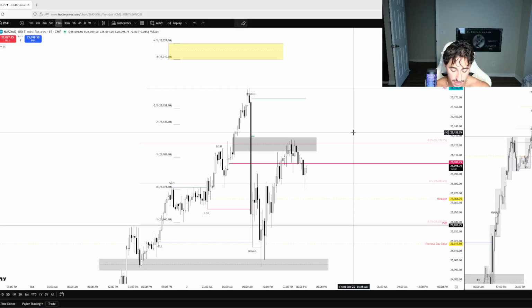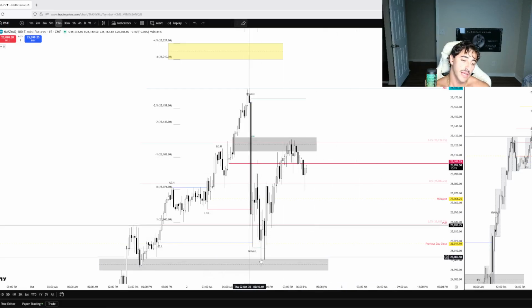And that is why it is important not to marry a bias, because if I was married to the bias of long, I would have only been looking for longs today, and that would have done me no good. But instead, I saw the displacement. We were disrespecting bullish PD arrays, creating bearish PD arrays. You have to be willing to adapt in these markets. You have to be able to understand what price is doing.